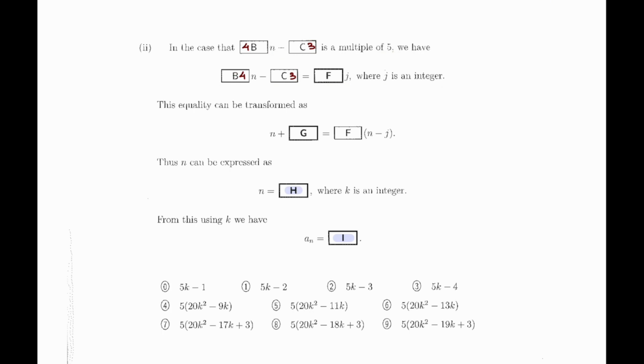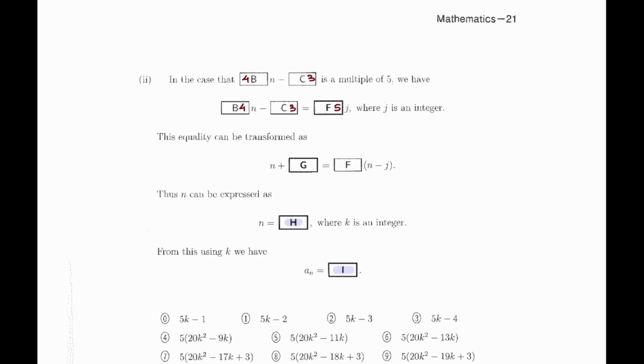Same with the previous question. Since 4n minus 3 is a multiple of 5, that means 4n minus 3 must be equals to 5 times an integer. So f here, I'm pretty sure the answer is 5. This equality can be transformed as blah blah blah. Next, I want to transform this equation into blah blah blah.